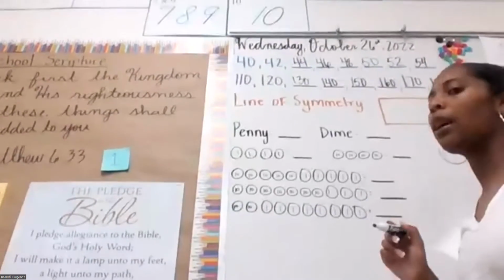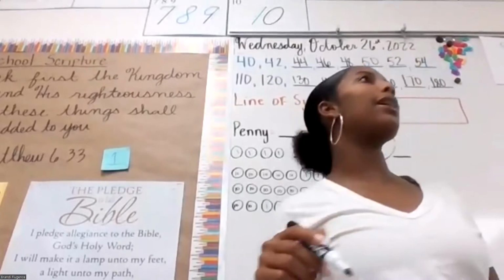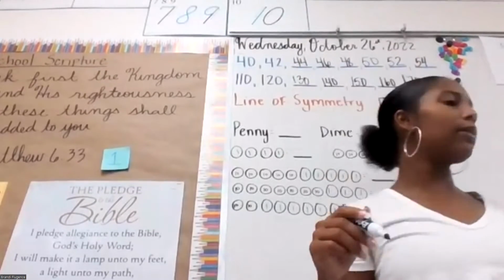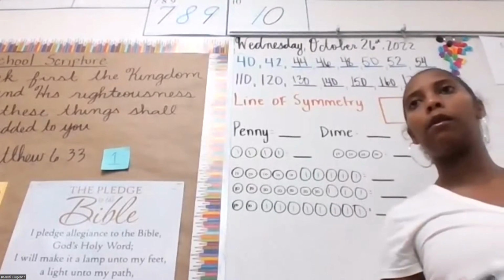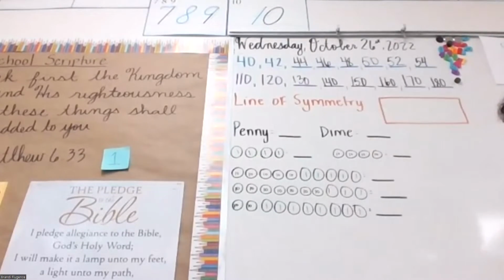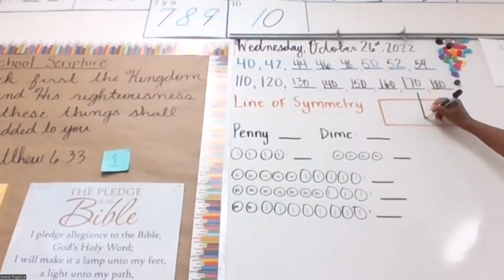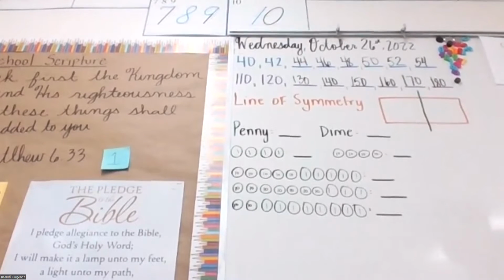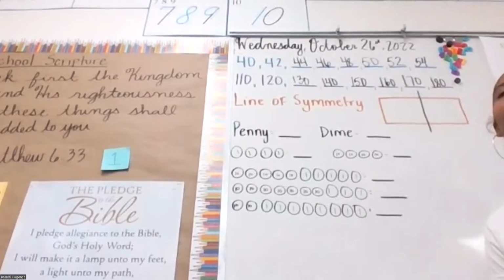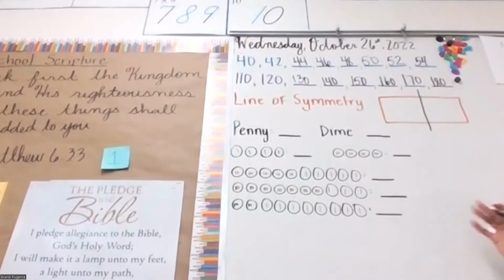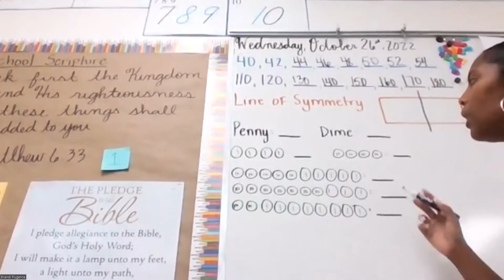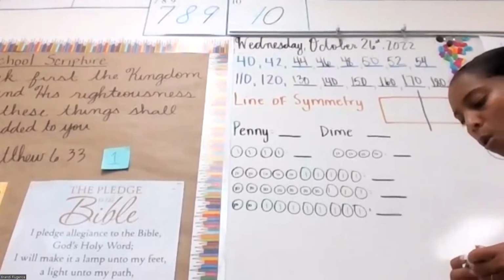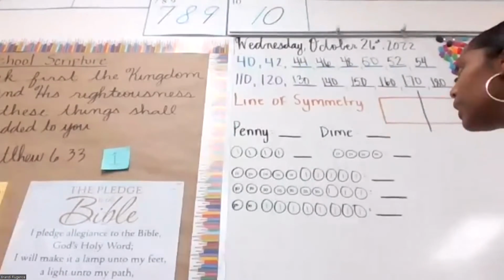All right, let's talk about a line of symmetry. Does anyone remember what a line of symmetry is? That is what we learned yesterday. When you split something in half. When I put a line down the middle and I split something in half. You will see that in your book on today's page. It'll ask you to draw a line of symmetry. This is all it is: when we draw a line straight down the middle and we split it in half.